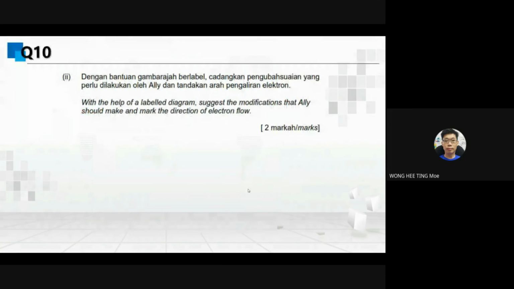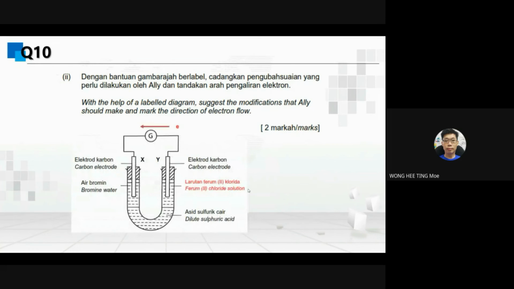So with the help of a labelled diagram, suggest the modification and mark the direction of the electron flow. So you can change it to iron(II) chloride. Okay, so if iron(II) chloride, right?